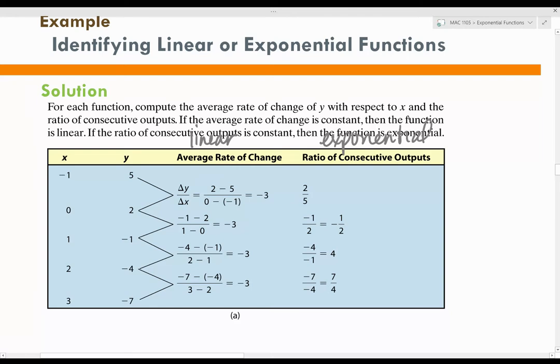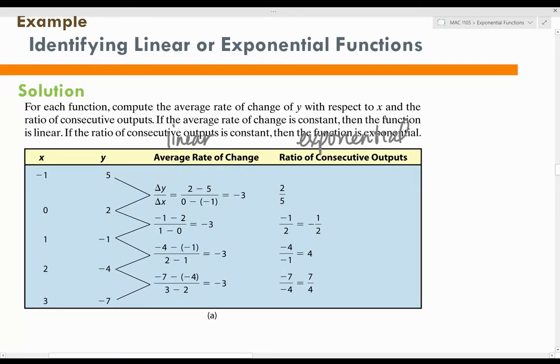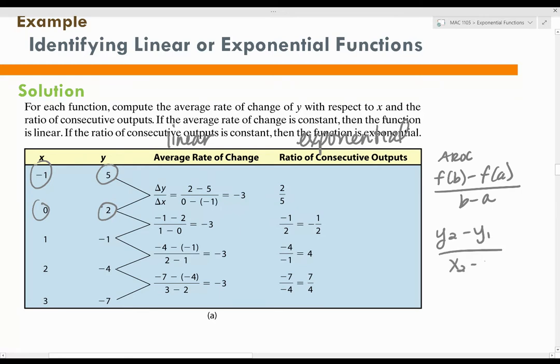Okay, so let's look. So remember, to calculate the average rate of change, if you guys don't remember average rate of change, that formula was f of b minus f of a all over b minus a. So that means that we're going to take f of b minus f of a over b minus a, which is how they've gotten these calculations. The change in y over the change in x, okay? If you want to think about it as your slope formula, same deal. So they've gone through and they've calculated the slope, the average rate of change, all the way down, okay? And you'll see that they get the same value, -3, -3, -3, okay?